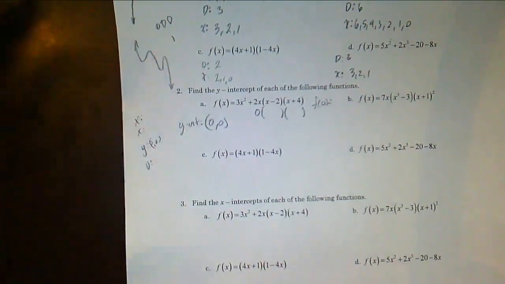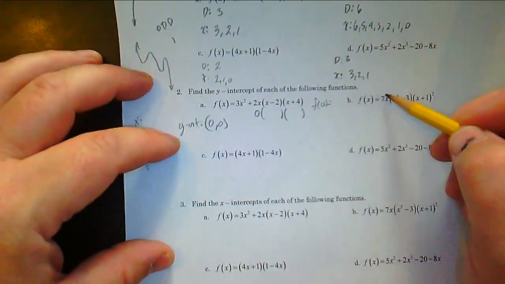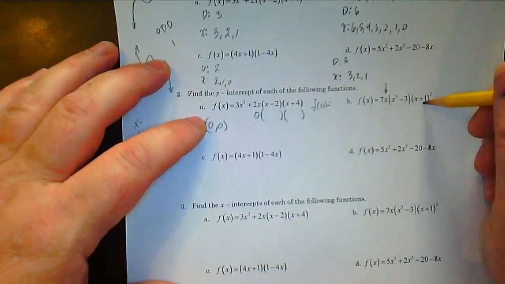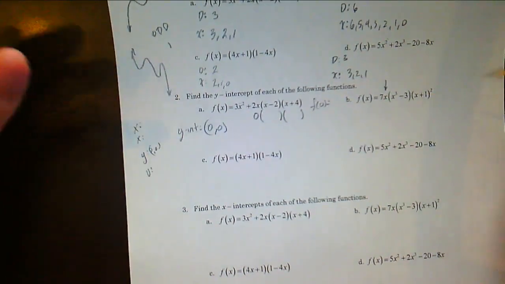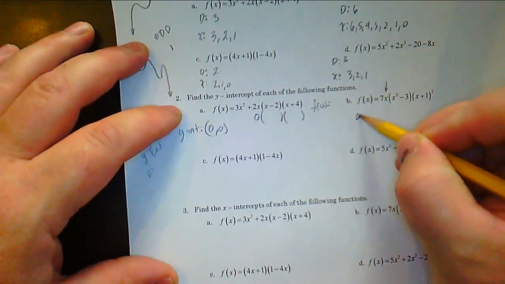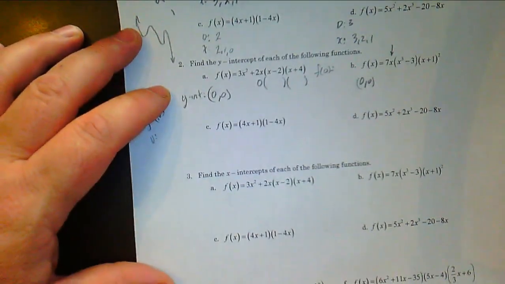Next one. Same thing. When we plug in a 0, this is going to be 7 times 0, which is 0, times who cares, times who cares. I mean, this is going to be -3, and this is going to be a 1, but it doesn't even matter because it's times 0. So once again, we have a y-intercept of 0. So it goes to the origin, (0, 0).